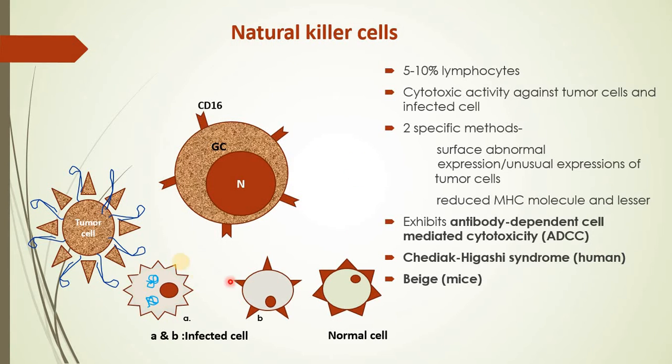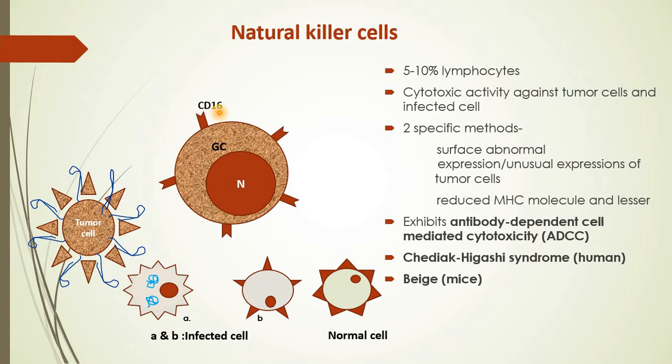For that, I have shown the diagram here of the natural killer cell. Let me first explain the structure of the natural killer cell. Here we can say the cells are very large in size as compared to other lymphocytes, and they show the presence of a prominent, huge, large nucleus. The cytoplasm is granular.